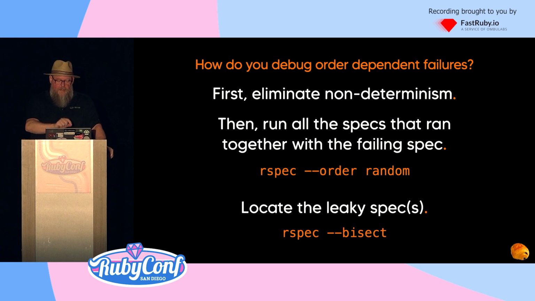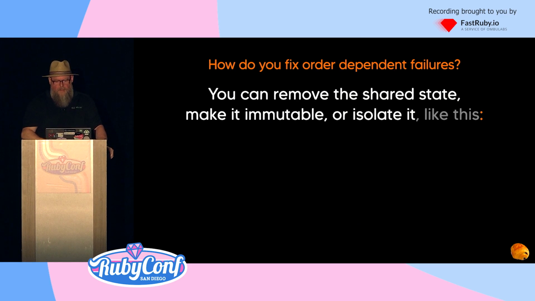And then once you've found it, you can use RSpec bisect, which is another feature of RSpec, to find the actual leaky specs for you. And I'll show you how to do that in a minute. First though, what is it we need to do to fix these things once we've found them?